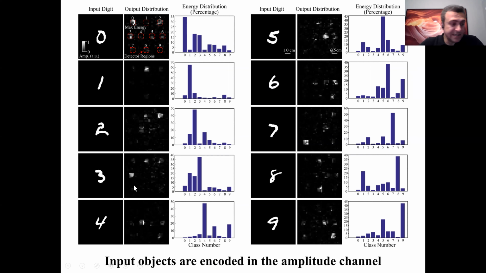In this example, objects were encoded in the amplitude channel, and the diffractive layers were phase-only diffractive layers, meaning that the trainable parameters there were only the phase elements, the thickness values of the layers.